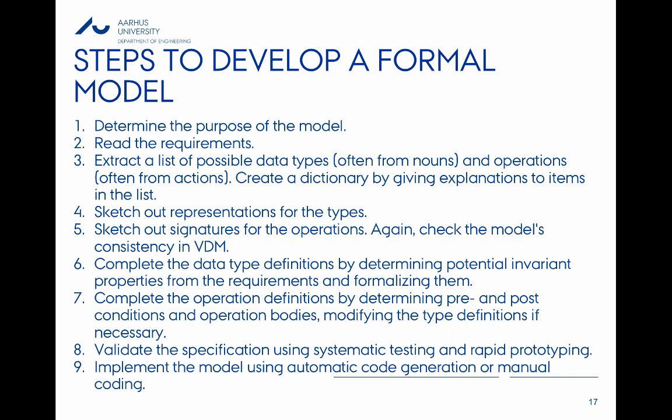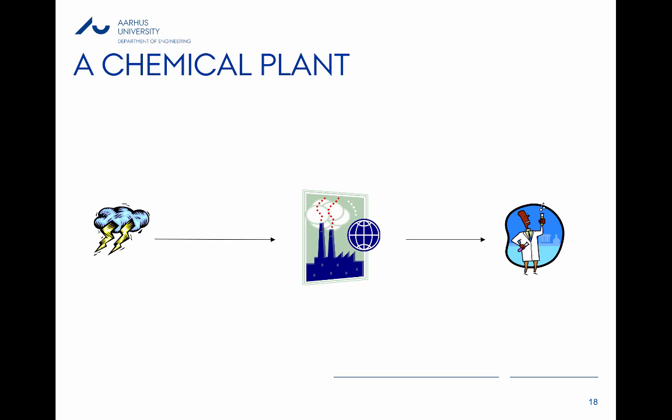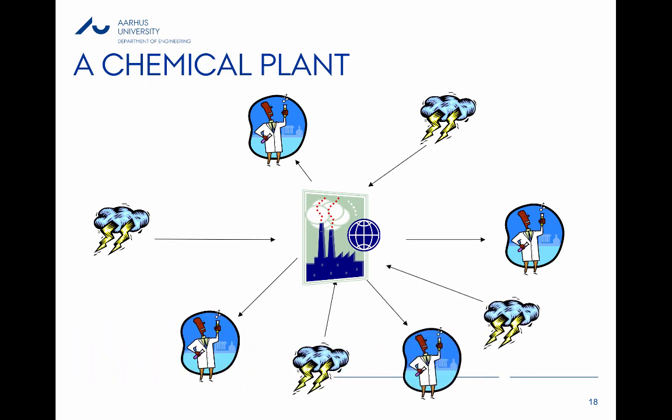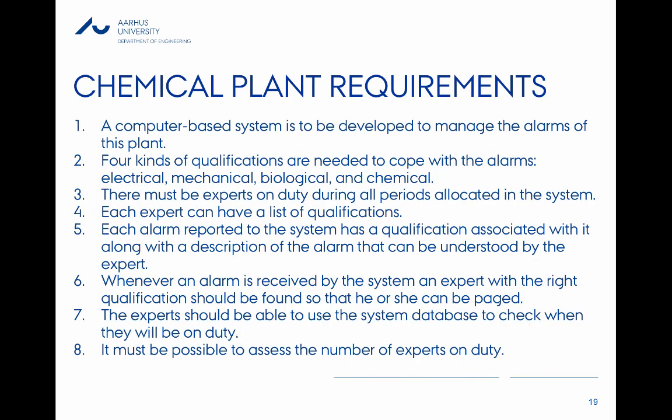Eventually, you would implement the model either using automatic code generation or manual coding, but I'm not going to go into that in this presentation. So we use a small chemical plant as an example for this. Imagine you have alarms coming into a controller that needs to call upon experts that can deal with different alarms. But these different alarms can come from different areas and different application domains, so it may be different experts that need to be called upon duty.